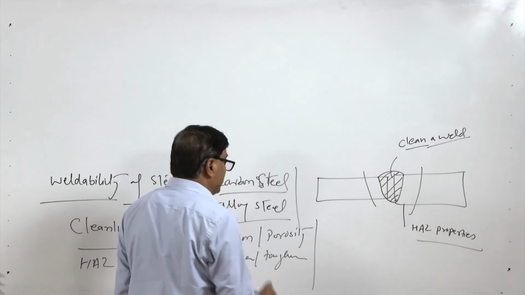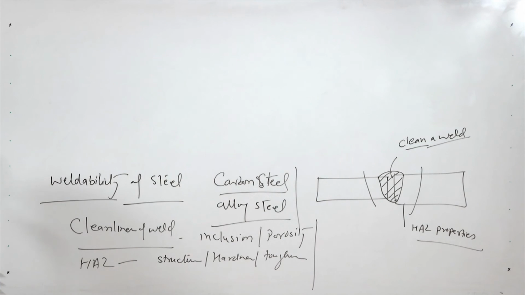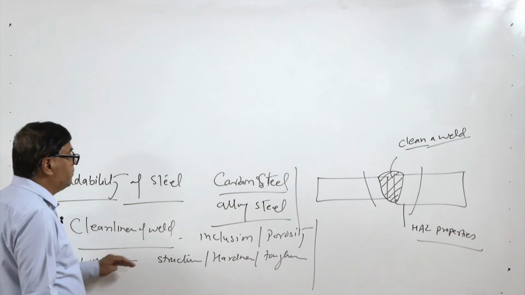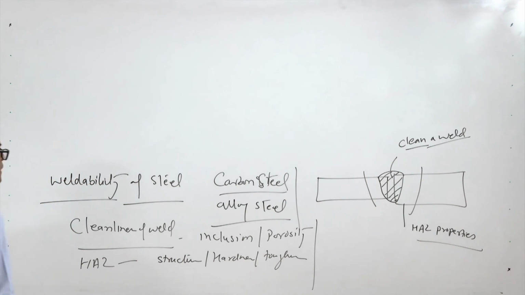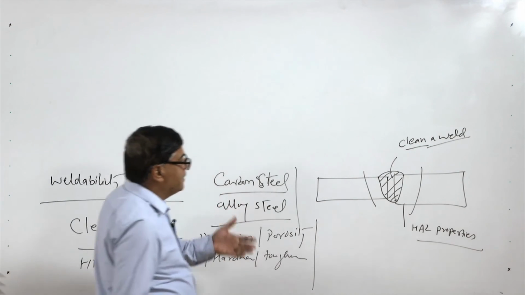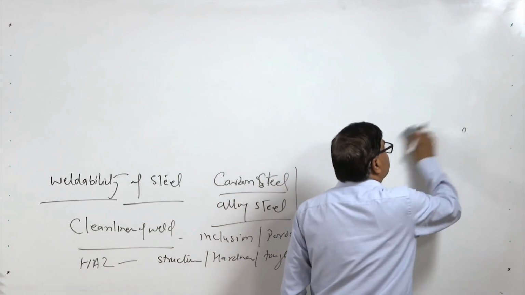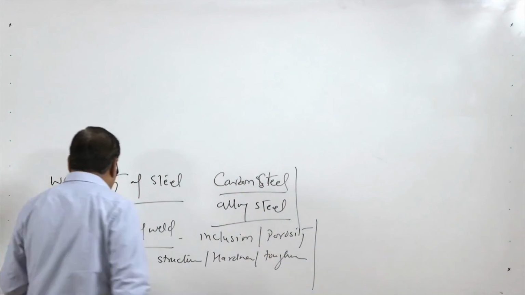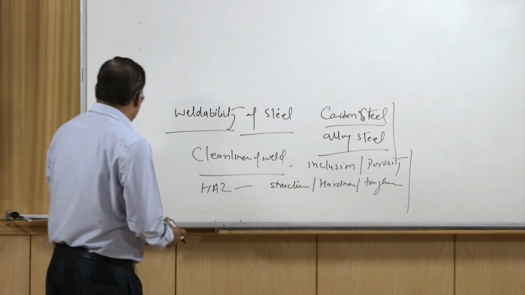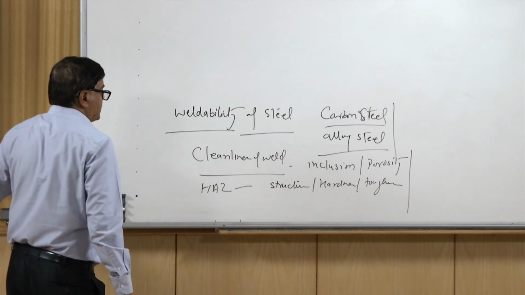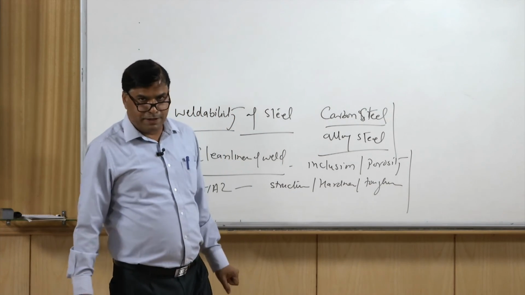For example, cleanliness. If the weld metal is very clean and the heat affected zone developed after the welding of the steel does not have compromised properties, then the weldability of the steel can be considered good, because most of the time we see that heat affected zone properties are very degraded, the joint becomes very brittle and unstable, with limited or very poor toughness.